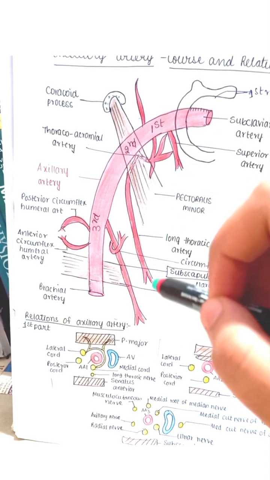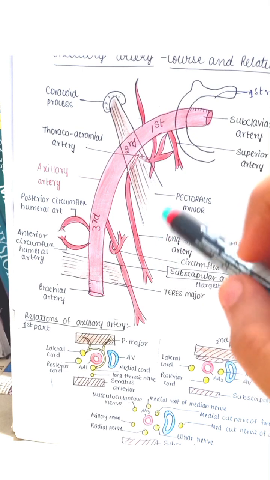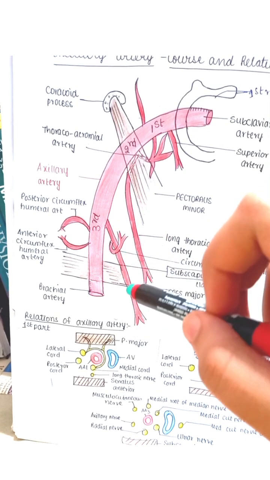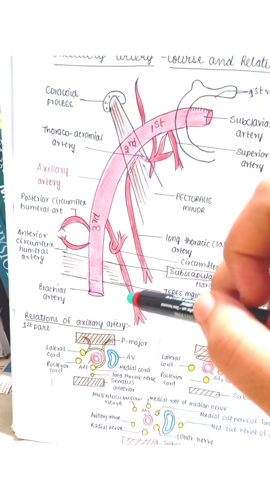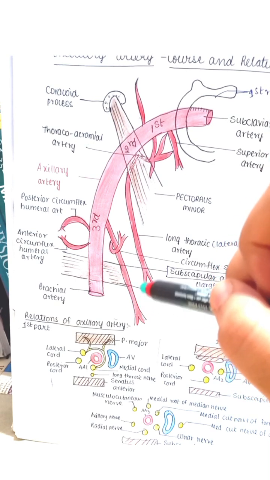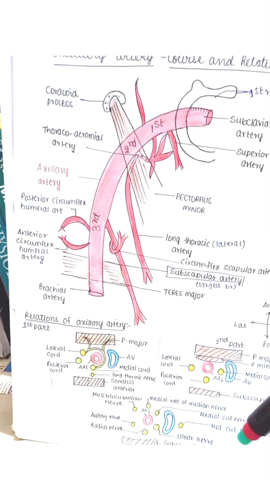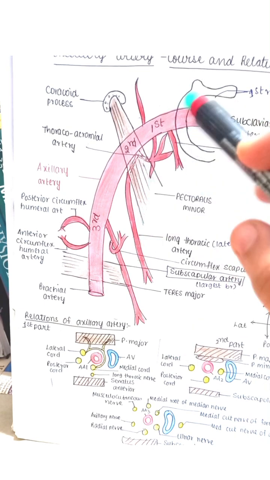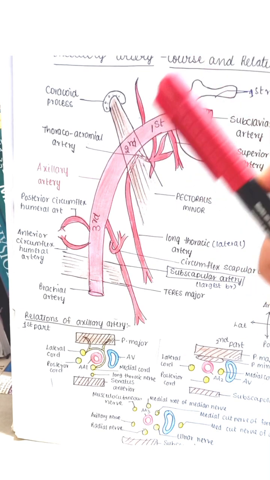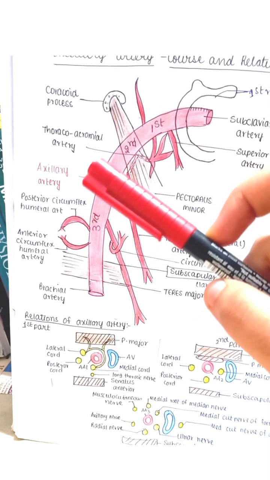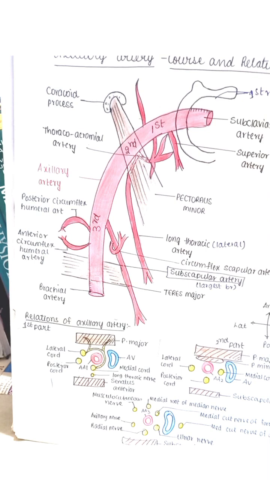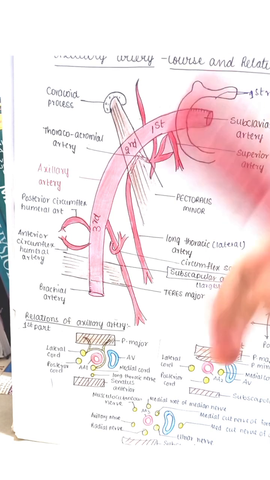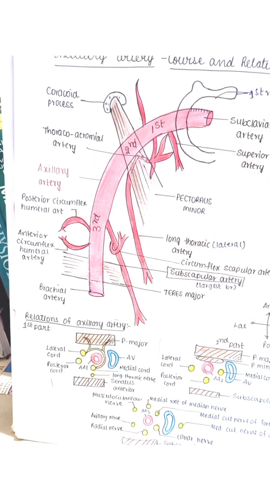Coming to its clinical aspects, the axillary artery pulsations can be felt at the lateral wall of the axilla. In its lower part, we can compress it against the lateral wall of the axilla so that we can control the bleeding of the upper limb, that is, the distal part of the upper limb. Bleeding can be controlled by its compression, and pulsations of the artery can be felt.